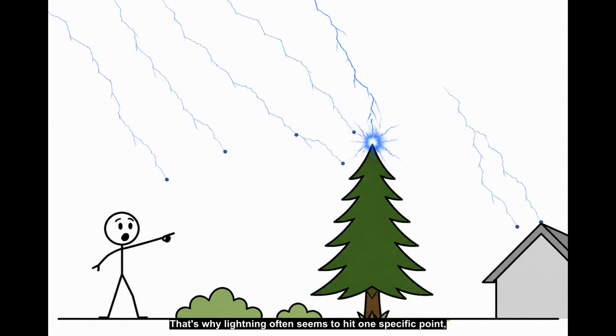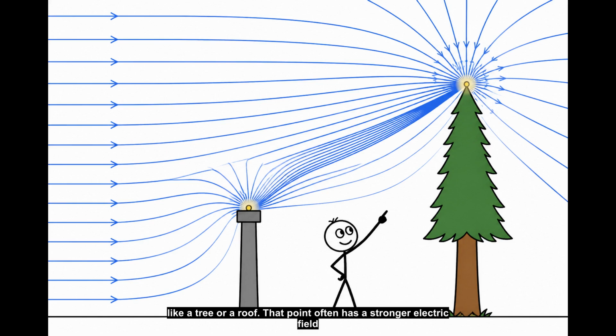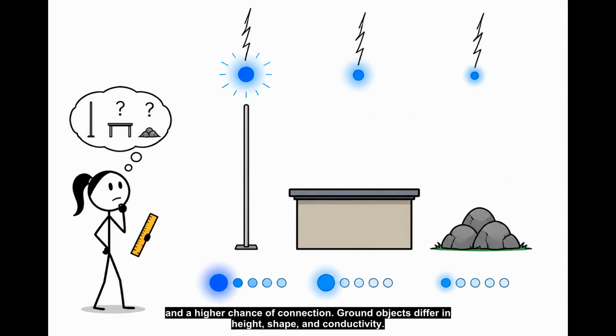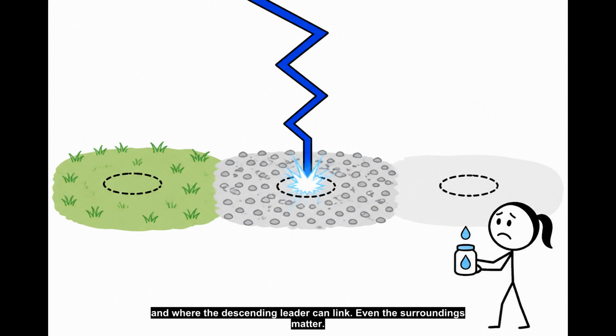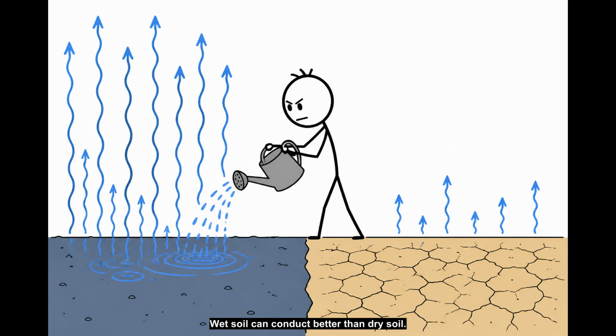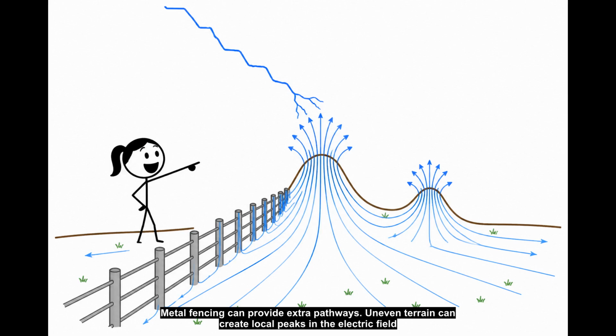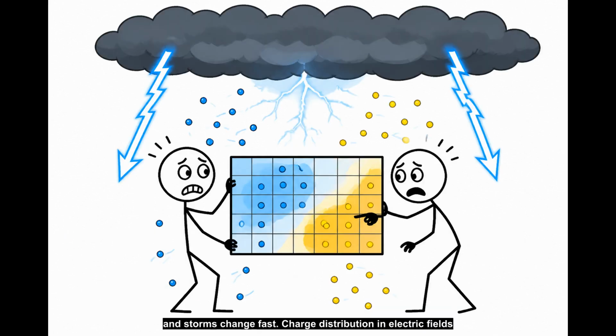That's why lightning often seems to hit one specific point, like a tree or a roof. That point often has a stronger electric field and a higher chance of connection. Ground objects differ in height, shape, and conductivity. Those differences affect where upward streamers can rise and where the descending leader can link. Even the surroundings matter. Wet soil can conduct better than dry soil. Metal fencing can provide extra pathways. Uneven terrain can create local peaks in the electric field, and storms change fast.